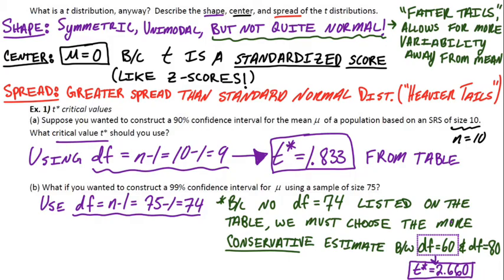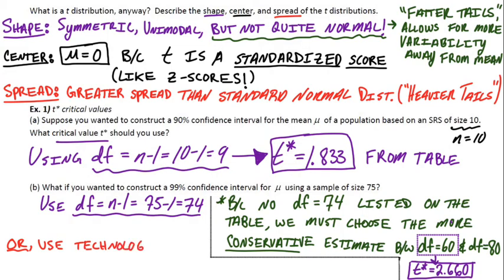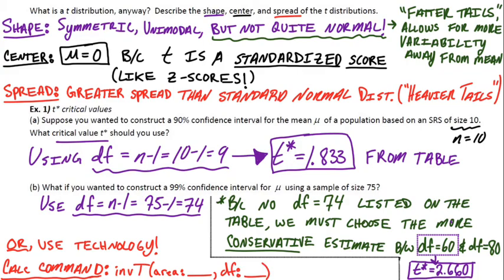Okay, let's see what we would get if we use the calculator. And it's really similar to the normal one, except instead of inverse norm, we're going to use the command inverse t, INV-T. And all your calculator wants to know is, what's the area, which is area underneath the boundary mark, and what's the degrees of freedom?